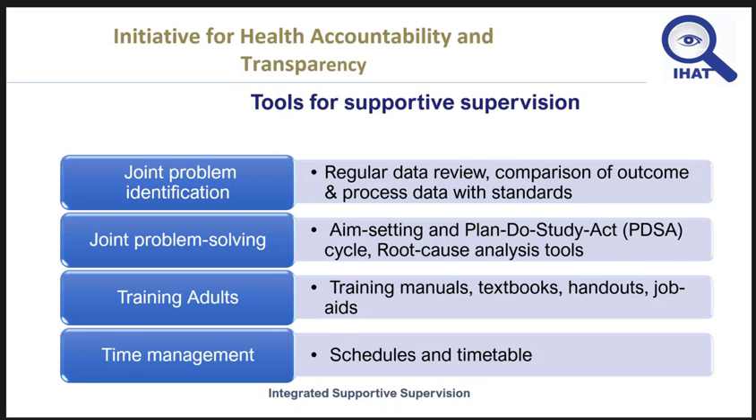Another tool is the training adults. Here you are looking at training manuals, printing training manuals and textbooks, using handouts and job aids to enhance staff competencies and skills. And lastly, the time management tool is also important for supportive supervision, where you use schedules and timetables in order to avoid overlap of activities.